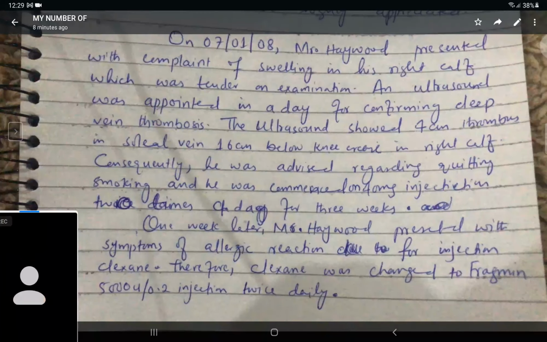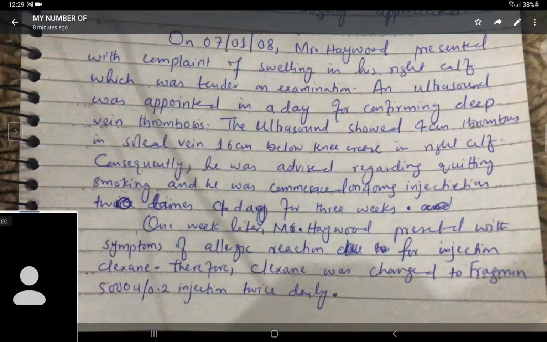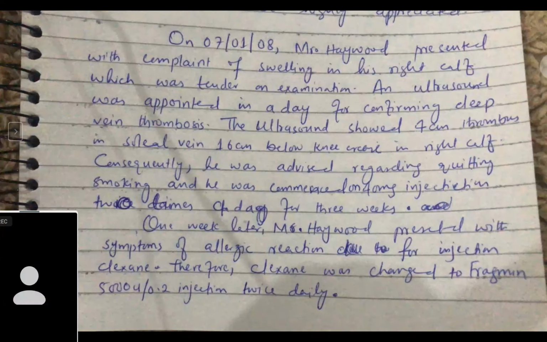Yes, ma'am. Okay, go ahead. On January 2008, Mr. Haywood presented with complaints of swelling in his right calf, which was tender on examination. An ultrasound was appointed in a day for confirming deep vein thrombosis. The ultrasound showed 4 centimeter thrombus in soleal vein, 16 centimeter below knee crease in right calf. Consequently, he was advised regarding quitting smoking and he was commenced on 40 milligram injection.